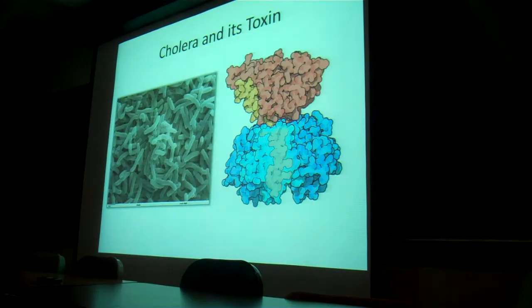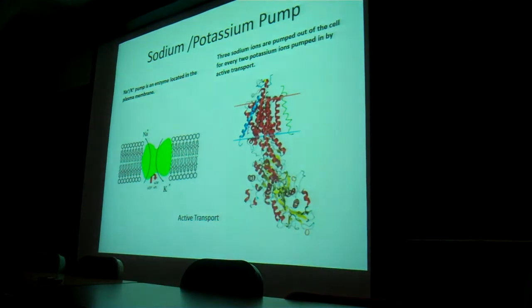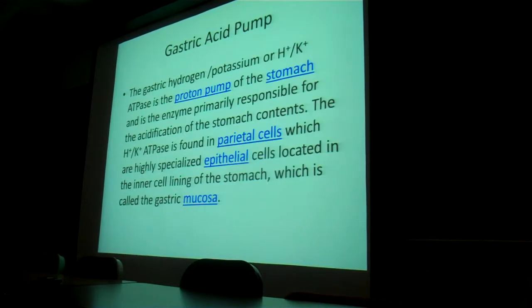Okay. All right. You don't have to know the specifics about the sodium potassium pump. It was just an example of a membrane protein, okay, but it's also a big example of active transport, okay, because it takes that ATP to pump out the sodium and bring in the potassium. The gastric acid pump, again, was just an example of a membrane protein. You don't have to know anything special about it. Okay.